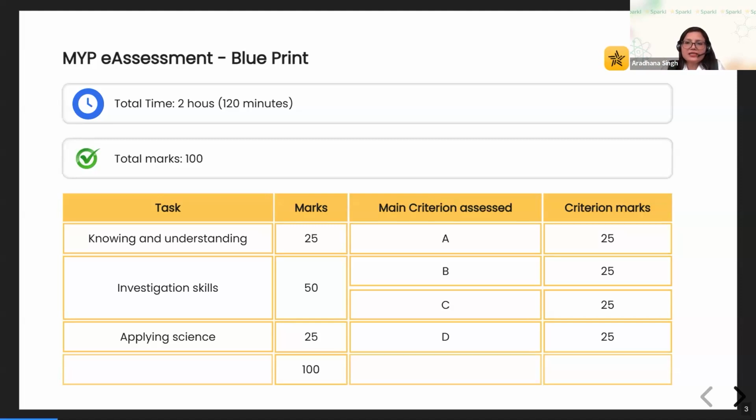If it is a 5-mark question, then how much time do you need to spend on average? Anyone? For a 5 marks question, on average, how much time are you expected to spend? 3 or 4 minutes. 6 minutes. Okay, so the average is 1 mark, 1.2 minutes. So for 5 marks, you need to spend 6 minutes only.